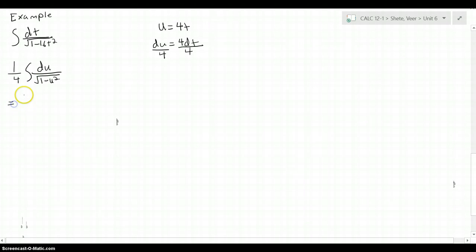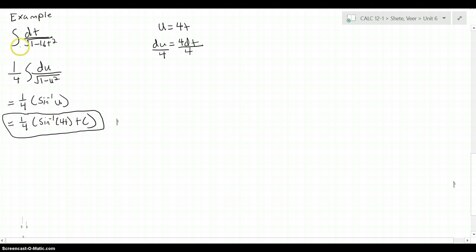So now it will result in us getting 1/4 times inverse sine, or arcsine, of u, that is the integral for this function. And now we'll have to plug in for our u. So we will finally get 1/4 times the arcsine of 4t plus c. And this will be the integral value for our integral of dt over root 1 minus 16t squared.